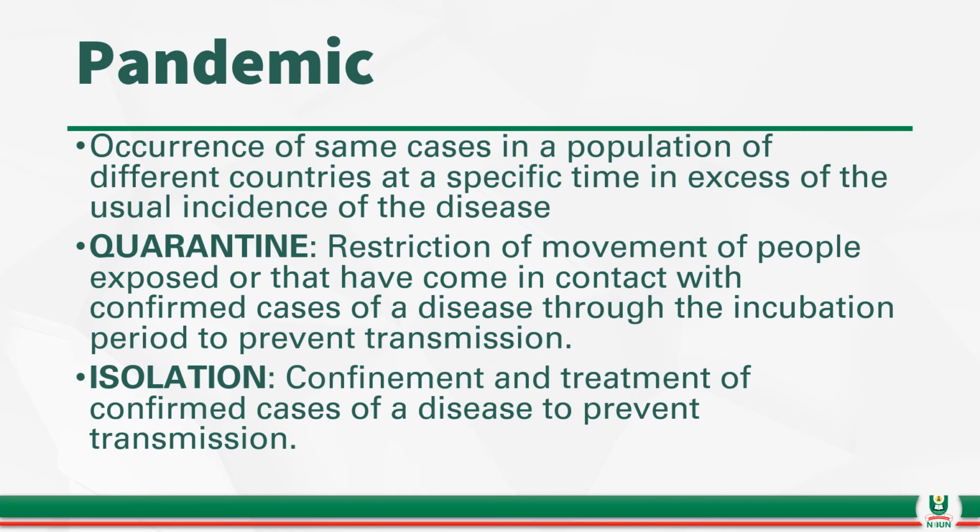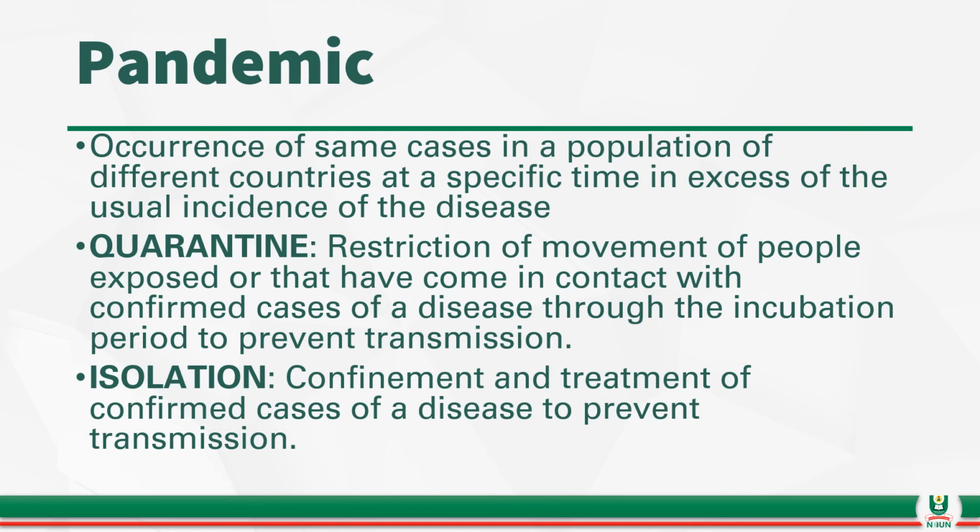Now, another term we use in epidemiology is quarantine. When you use the term quarantine, some people confuse it. Some people use quarantine and isolation interchangeably, but most people don't even know what they mean. So when you quarantine someone, it means restriction of movement of people exposed or that have come in contact with a confirmed case of a disease through the incubation period. The essence of that is to prevent transmission. So you restrict movement of people who have been exposed. It doesn't mean that they are positive. They are not confirmed yet.